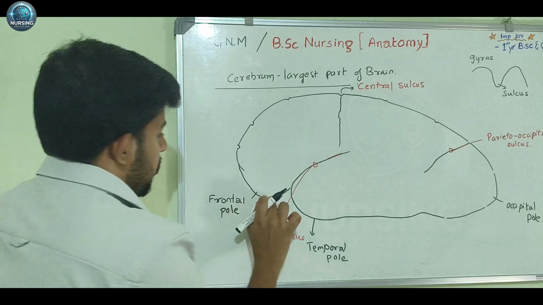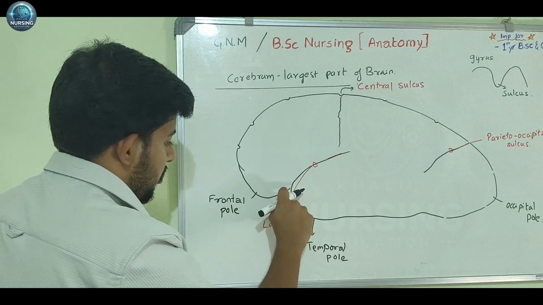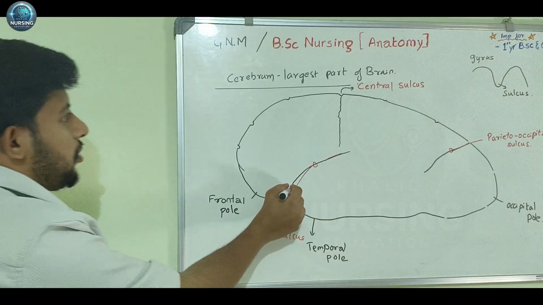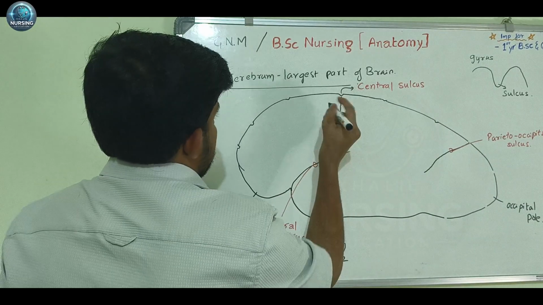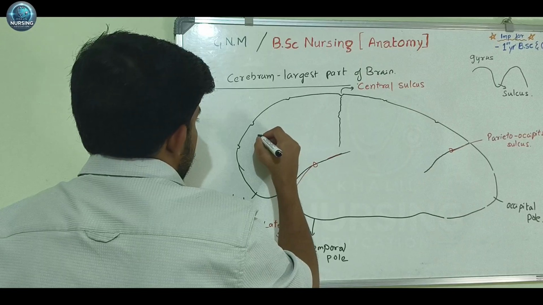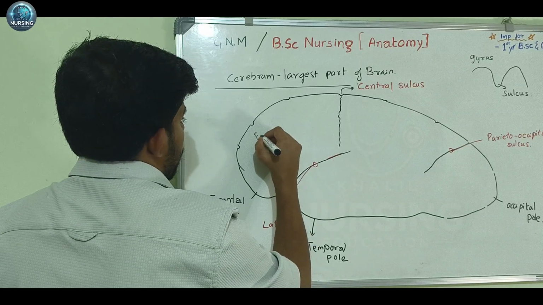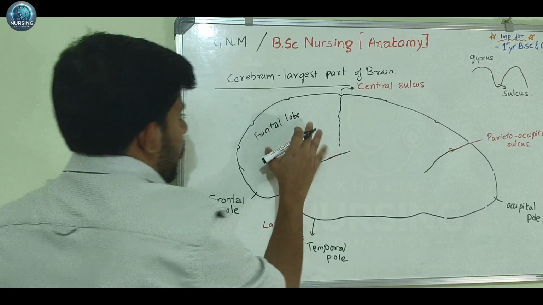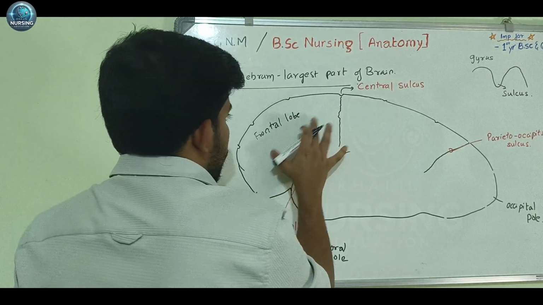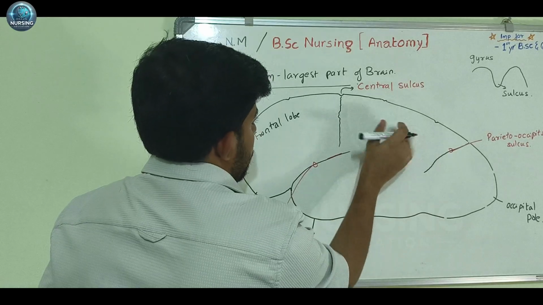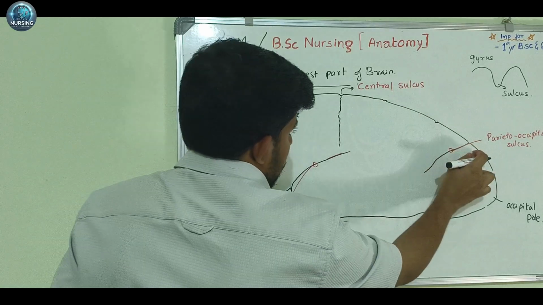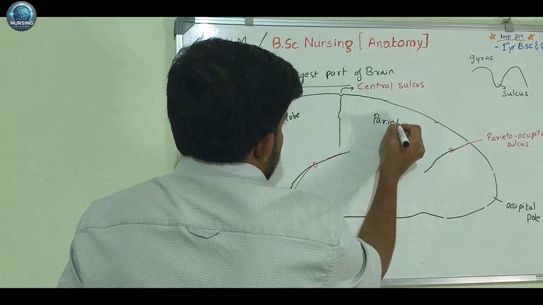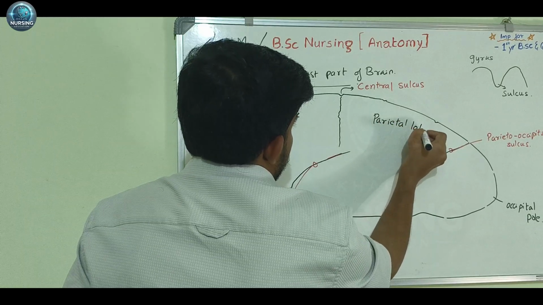From the lateral sulcus, from this point up to the central sulcus, we call this the frontal lobe of the cerebrum. From the central sulcus to the parieto-occipital sulcus, we call it the parietal lobe.